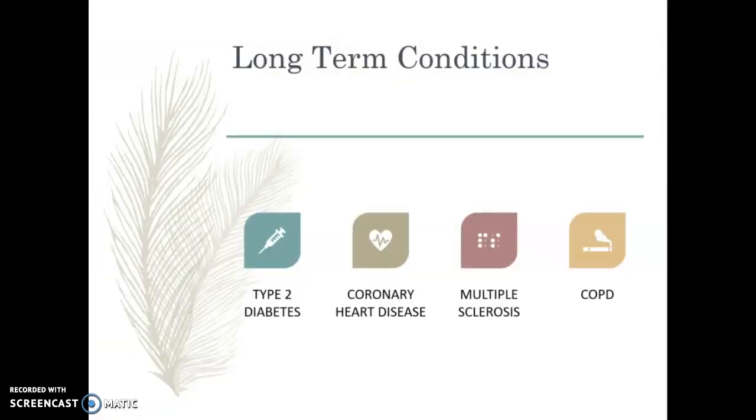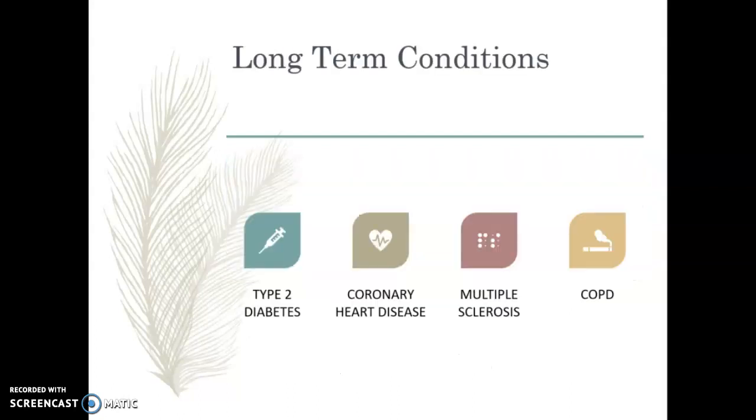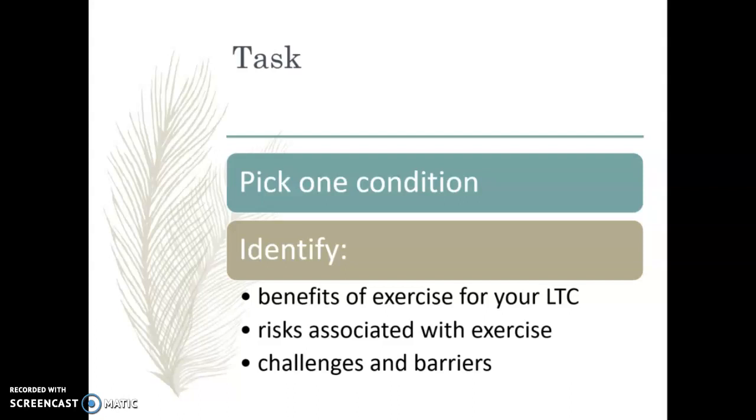Long-term conditions would include type 2 diabetes, coronary heart disease, MS, COPD. Now what I would like you to do is have a think about picking one condition. Identify the benefits of exercise for your long-term condition, the risks associated with that exercise, and the challenges and barriers that you might overcome. So have a think back to the previous slide, select either type 2 diabetes, coronary heart disease, MS or COPD, and have a think about the following three.